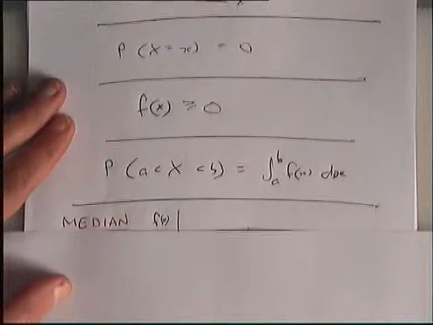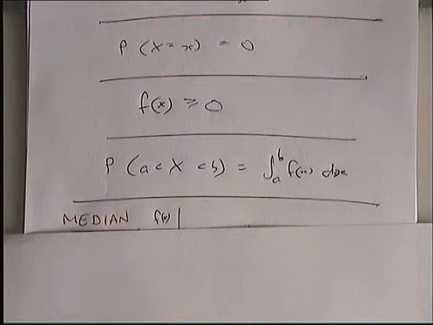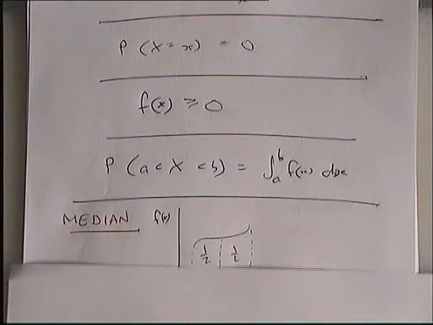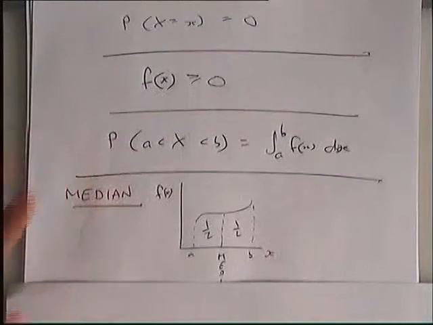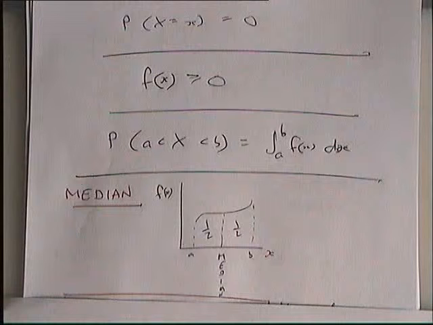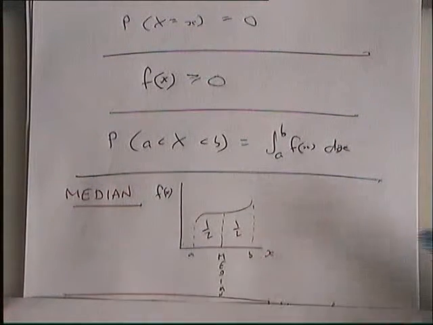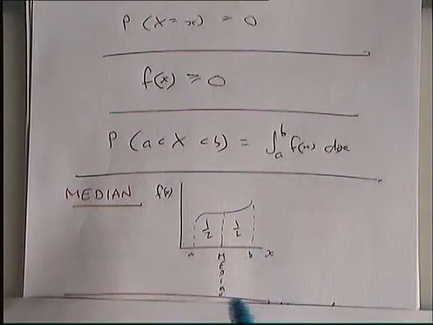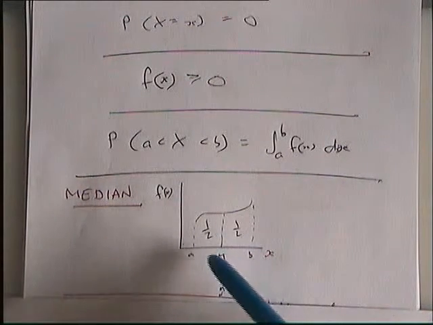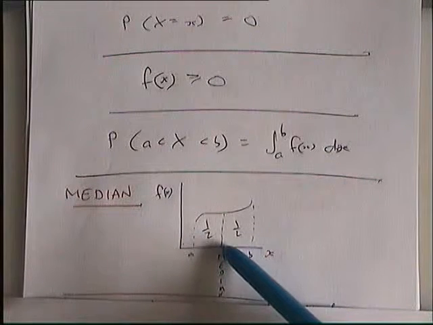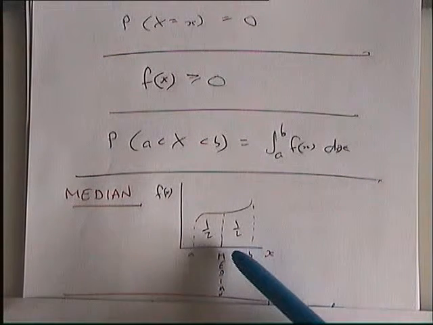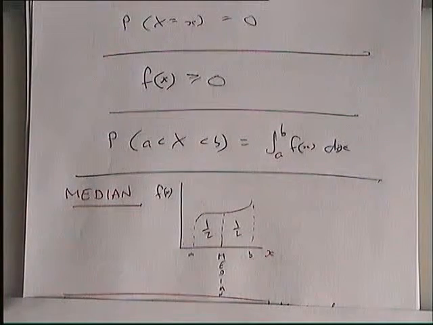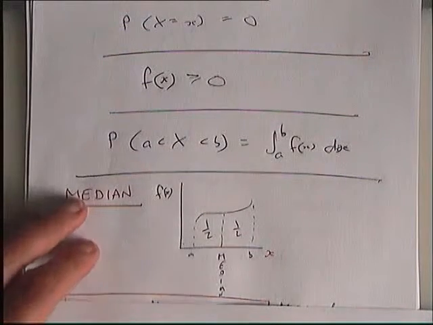We then said we'll consider the median and how we could find the median of a continuous random variable. We just drew a little sketch of our function. It existed between a and b, and the median is the middle. Now it's not halfway between a and b, it's the point at which half the area is to the left and half the area is to the right. That's what the median is.